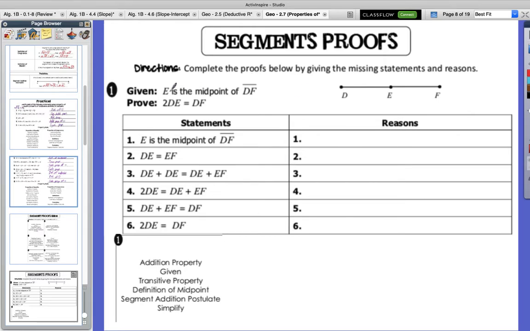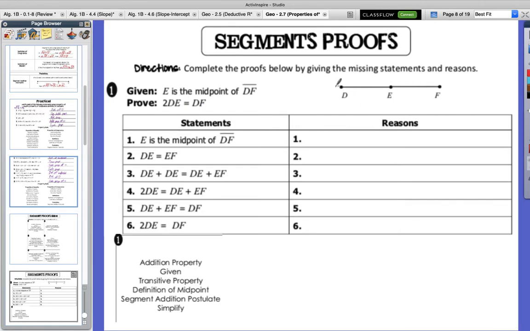So we're told that point E is the midpoint of segment DF. That's our given, so that's going to go in our first statement. Then we're told all of the left side, and we're asked to prove that if we take twice the measure of segment DE, we double that measure, we'll get the measure of segment DF. And we have this picture here to help us.